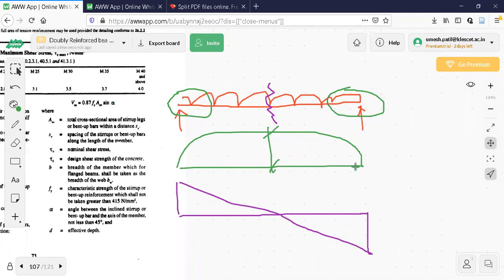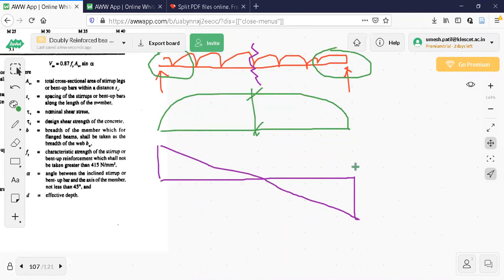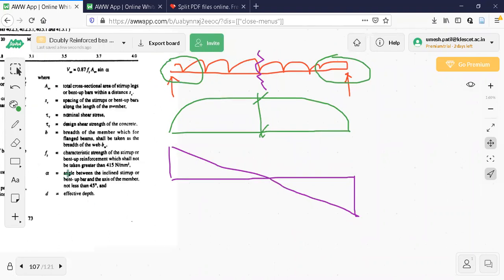So how does the beam develop a resistance to shearing? How do you find the shear resistance? The way I have calculated moment of resistance, now I have to calculate the shear resistance or shear strength of the beam.